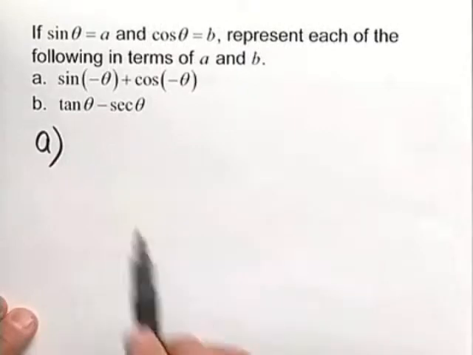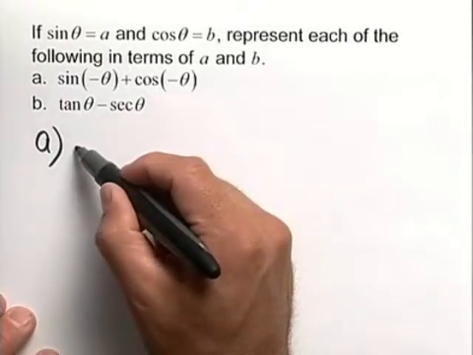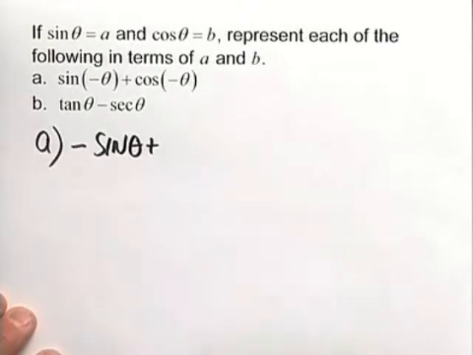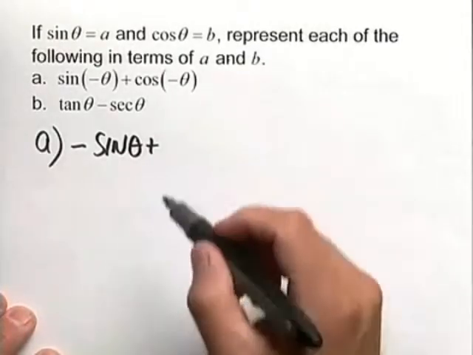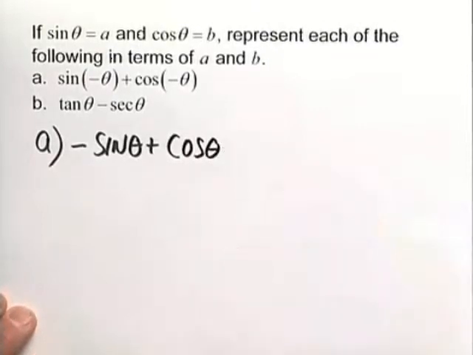First off, we have the sine of a negative theta. Well, what do we know about the sine? The sine is an odd function, so we can write this as the negative sine of theta. Look at the cosine. We know that the cosine is an even function, so the cosine of negative theta is the same thing as the cosine of theta.